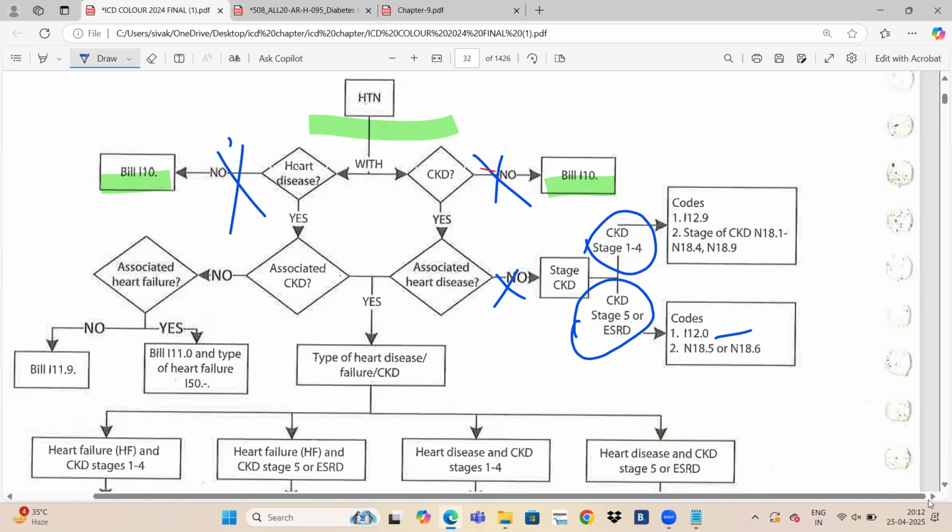Okay. If they mentioned hypertension, CKD stage 5, what do you need to code? ESRD, I12.0. I12.0 is the combination code of hypertension and CKD stage 5, and then N18.5 for CKD stage 5. ESRD means stage 6, so N18.6. Now, if they mention only hypertension and CKD, with no documented stage, then I12.9. Correct.